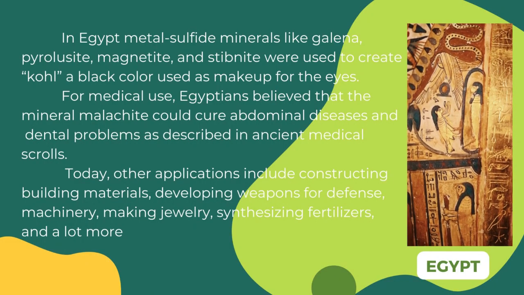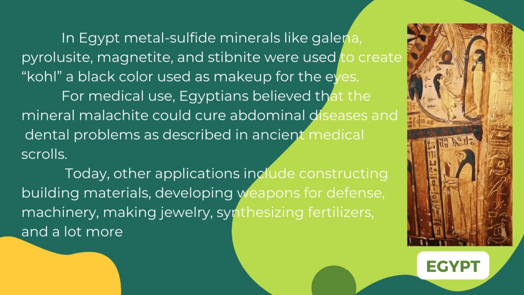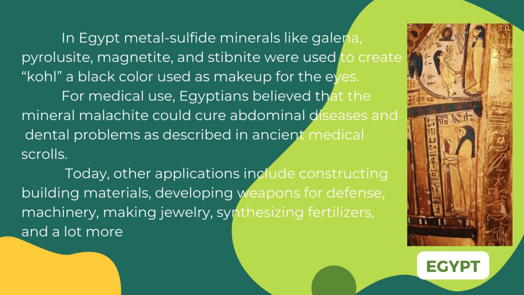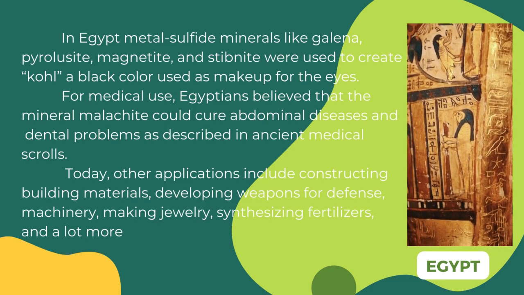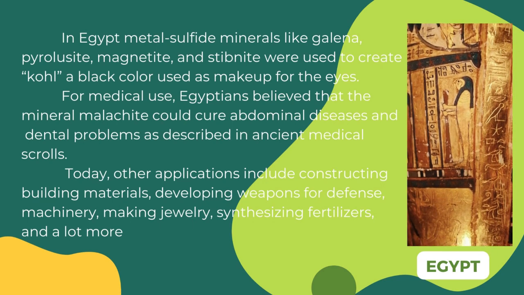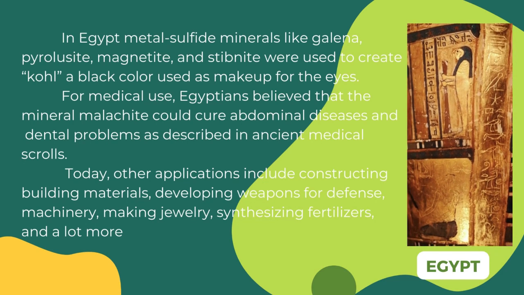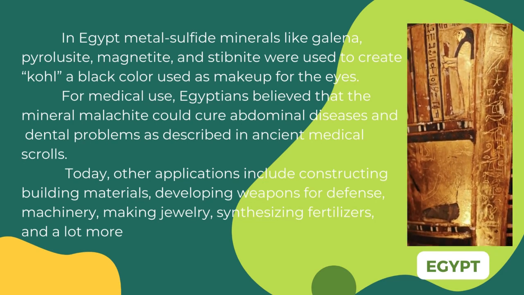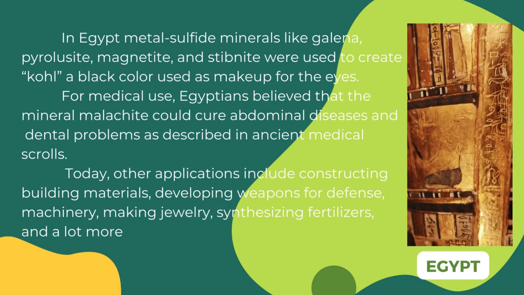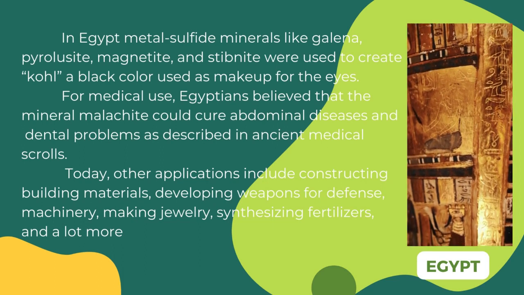The history of mineral application can be traced back to ancient Egypt. Minerals were used for cosmetics and medical purposes. In Egypt, metal sulfide minerals like galena, pyrolusite, magnetite, and stibnite were used to create kohl, a black color used as makeup for the eyes. For medical use, Egyptians believed that the mineral malachite could cure abdominal diseases and dental problems as described in ancient medical scrolls.